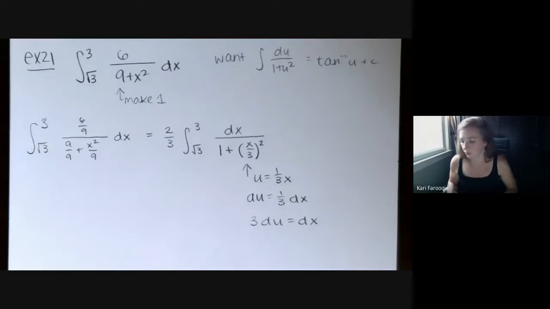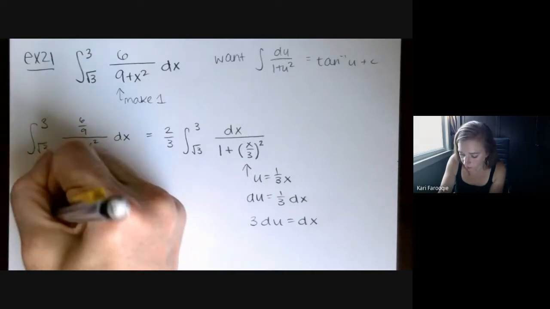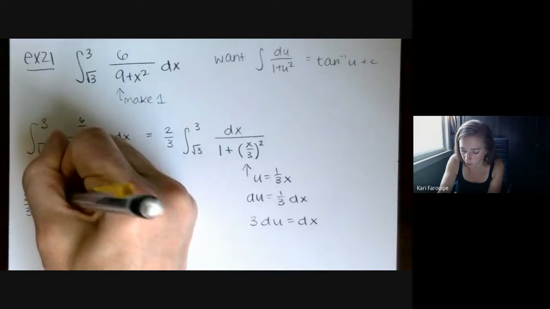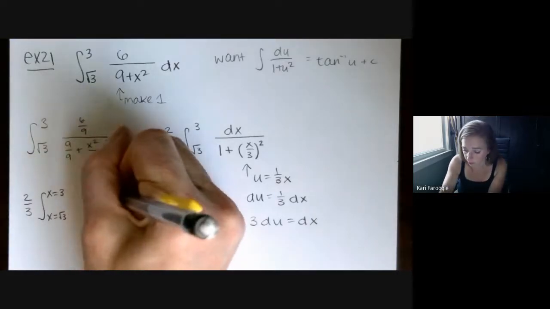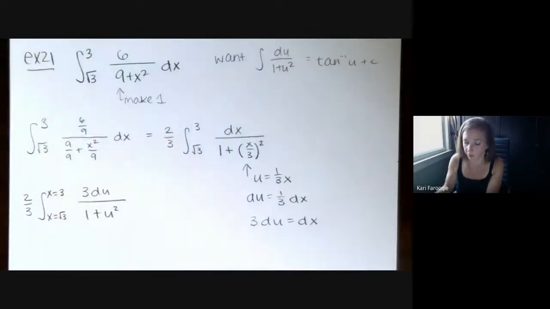Okay, so let's start to rewrite this, and then we'll switch out our limits of integration. So right now, since I'm going to write everything in terms of u, I want to make sure that I write x equals on my limits of integration, just so that it's really clear that they're not in terms of u. So dx is 3 du, and then I'm dividing by 1 plus u squared.